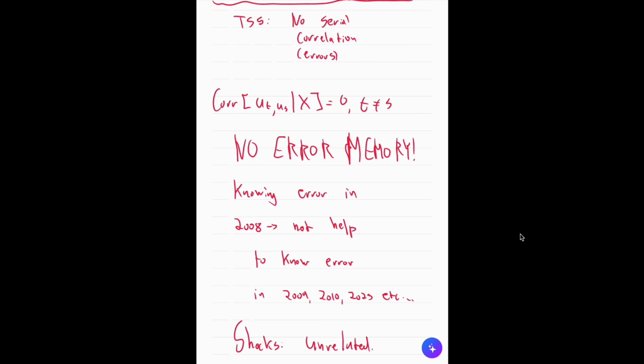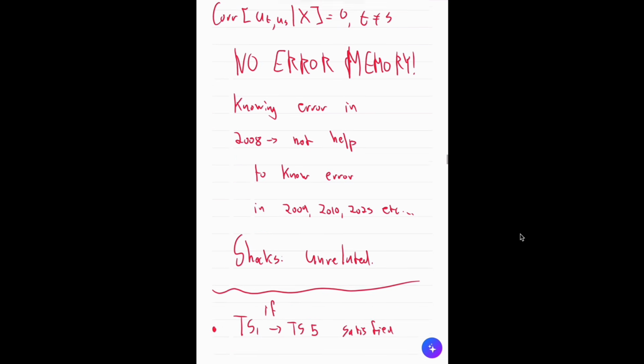We can't say, oh, if the error term in 2010 is 100, that means the error term in 2015 is some other thing, because there's a correlation or linear relationship between them. No, knowing the error term in a given year should not help you mathematically or statistically know the error term in any other year, right?